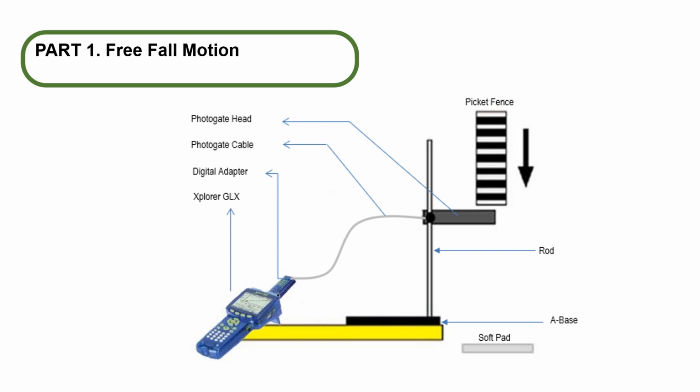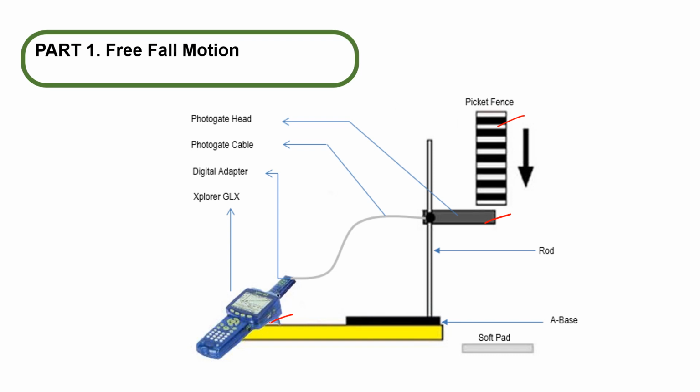For the first part of this experiment, we have this setup. We can see here the picket fence. We also have the photogate head, and to connect the photogate head to the Explorer GLX, we need to use a photogate head cable, which is attached to the digital adapter. And then the digital adapter is connected to the Explorer GLX. And then to make the setup in place, we need a metal rod and also an A-base.